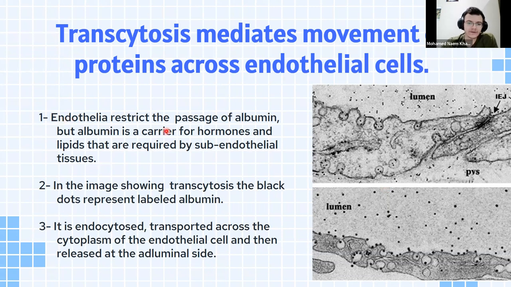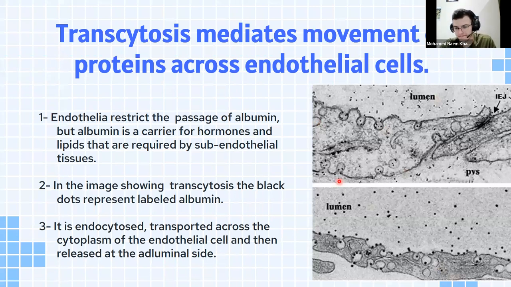So endothelium restricts the passage of albumin. We said that. Albumin is a carrier for hormones, lipids. We said that. So it requires going to the subendothelial tissue. Subendothelial tissue basically means outside the vessel, okay? So the image is showing transcytosis, where the black dots are albumin. Endocytosis transports across the cytoplasm and releases in the adluminal side. Adluminal side is basically the side of the tissue. Adluminal, so ad lumen, basically the opposite side of the lumen. That's what it means. Clear?